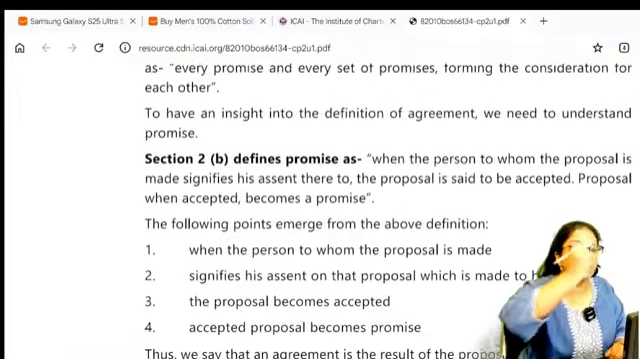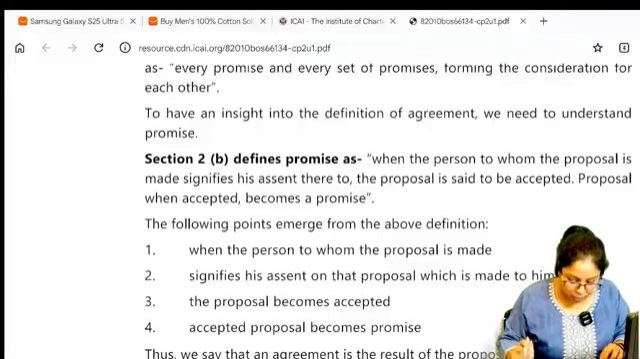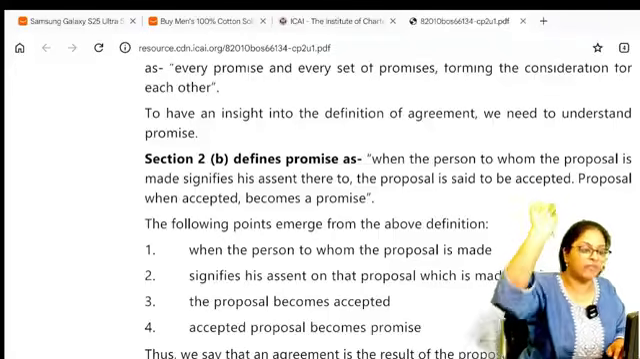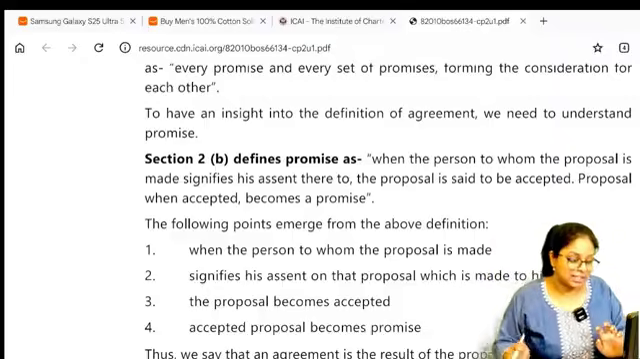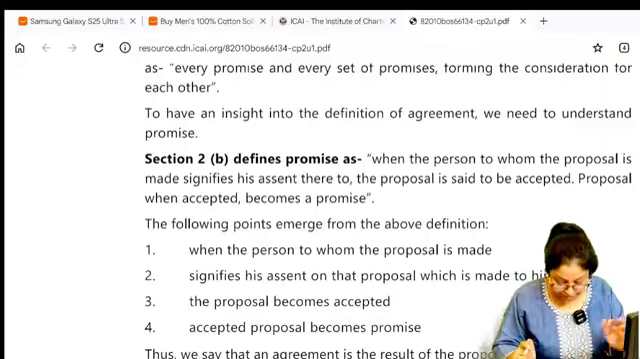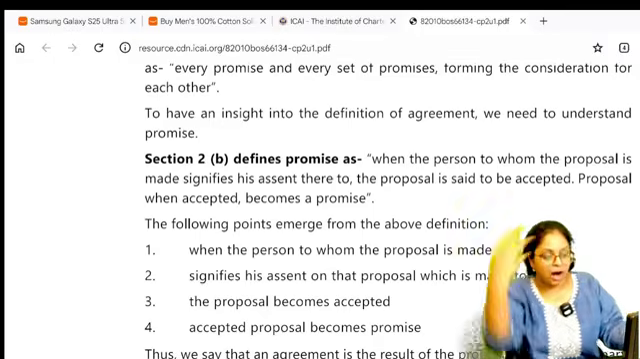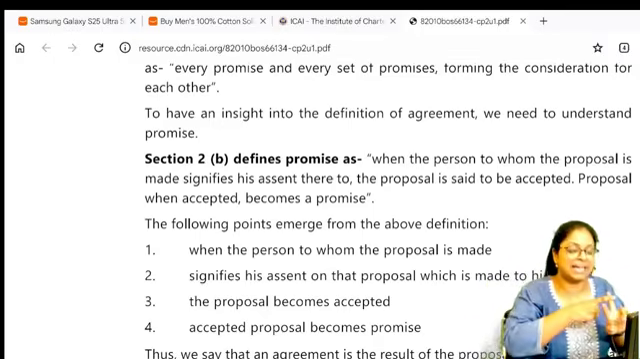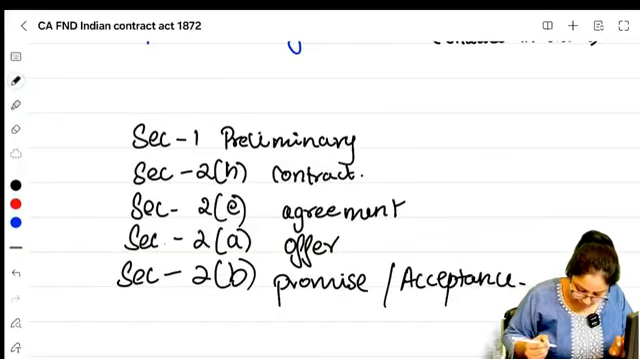When the person to whom the proposal is made, now Abhijit proposes to Tara, signifies his assent, Tara says, yes, I also love you. When the person to whom the proposal is made gives his assent, he gives his acceptance, then the proposal is said to be accepted. Then the proposal becomes a promise. So this 2B is a common definition for promise and acceptance. Remember, 2B is a common definition for promise and acceptance.